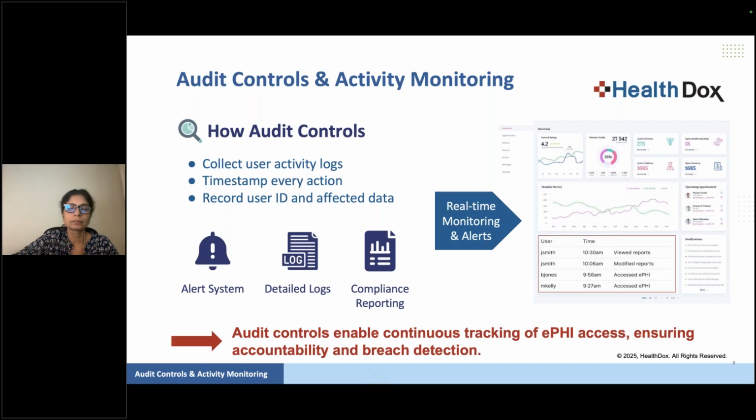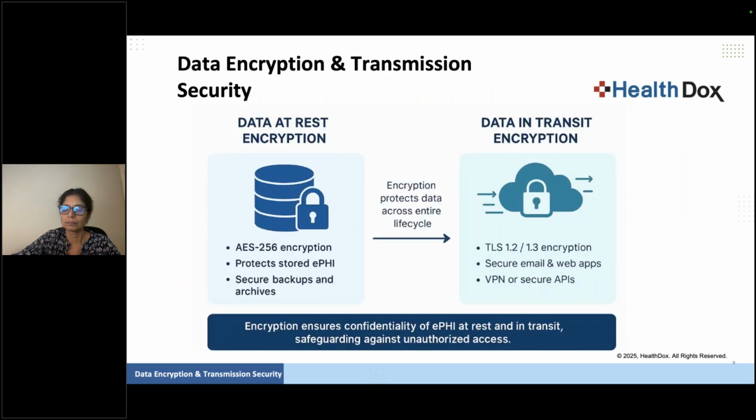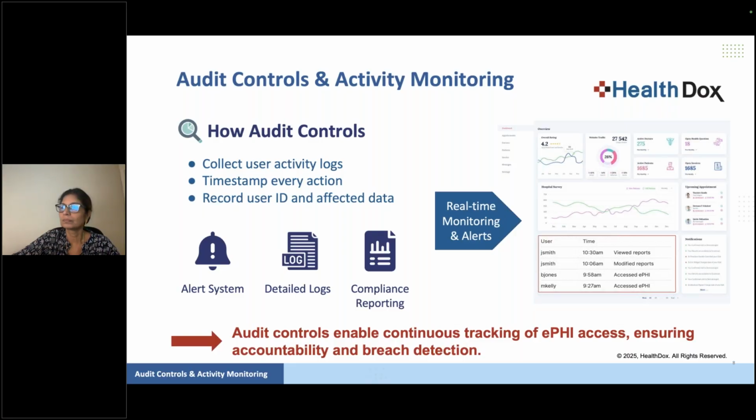Integrating audit logs with security information and event management tools, which in short we call SIEM tools, makes monitoring much smarter by correlating data across systems. These are some industry-used tools for real-time monitoring. Ultimately, these controls not only meet compliance, but also build trust, ensuring that patients' health information is protected not only one time, but at all times.